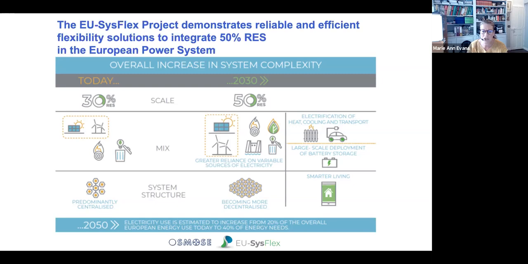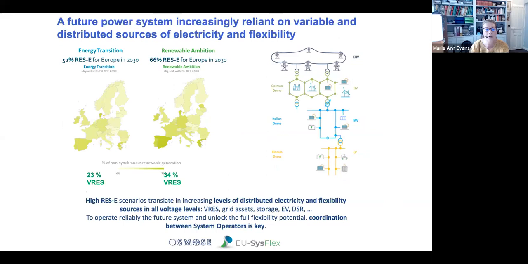As we can see, and this will interest us in particular today, there is also a change in the system structure. It was, and it still is, a system in Europe which is predominantly centralized, with huge power plants providing not only energy but also the flexibilities in the system. And now we're moving with these new sources to a system which is becoming much more decentralized. So this is raising some issues and challenges in the power system that we have studied and we're trying to address by providing many solutions. So if we can move to the next slide, here is an illustration of what we did with the scenarios of the EU-SysFlex, progressing towards over 50% RES, so 52 and 66% RES in the renewable ambition scenarios.